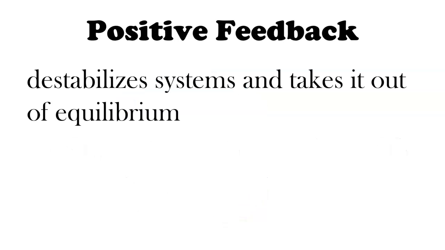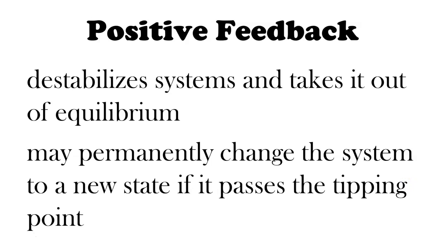So then we have positive feedback, which tends to destabilize systems and take them out of equilibrium. And they can permanently change the system to a totally new state if it passes a point that we call the tipping point. And if you want to read more or learn about the specifics of tipping points, you can check out page 38 and 39 in the textbook.